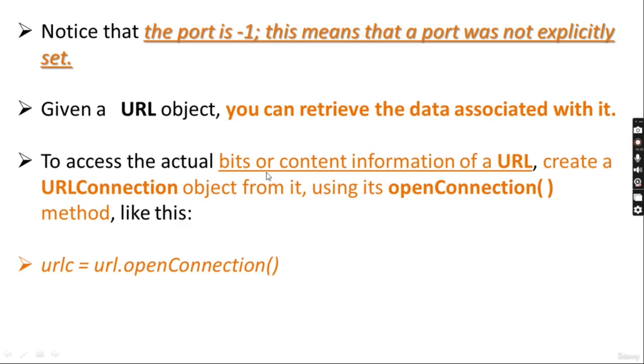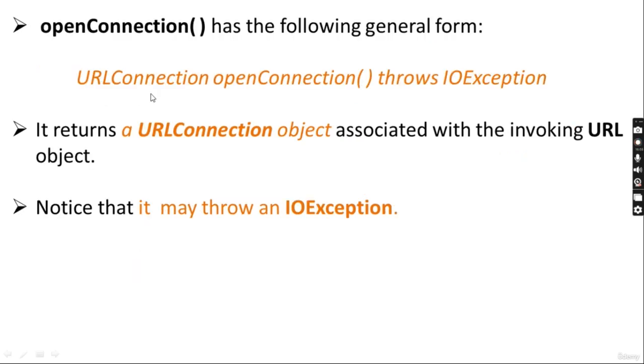Okay, to access the actual bits or content information of a URL, create a URLConnection object using its openConnection method. How to get it? URL.openConnection will return a URLConnection. URLConnection openConnection() throws IOException. It is also throwing the exception. It returns a URLConnection object associated with the invoking URL object. It may throw an IOException.